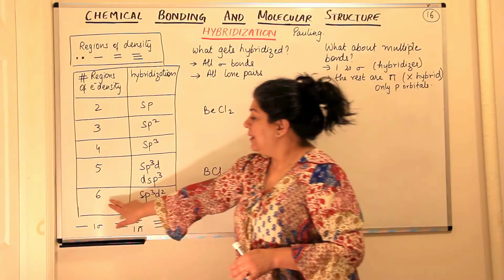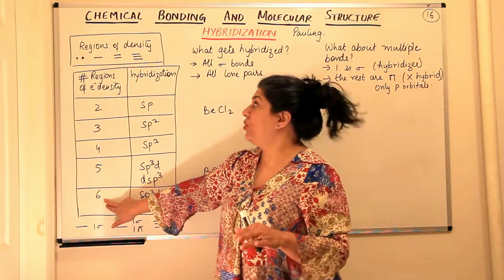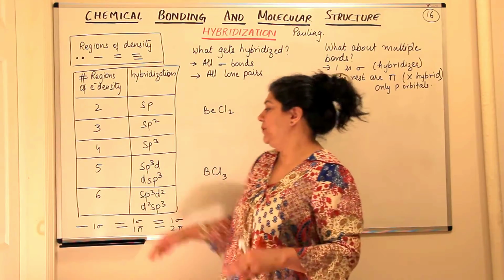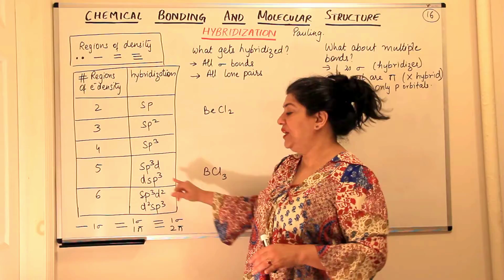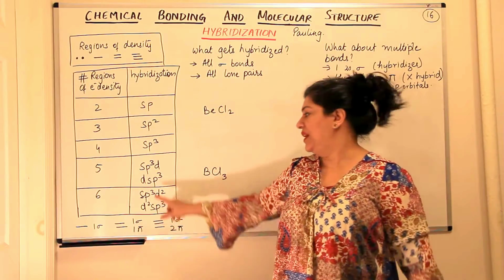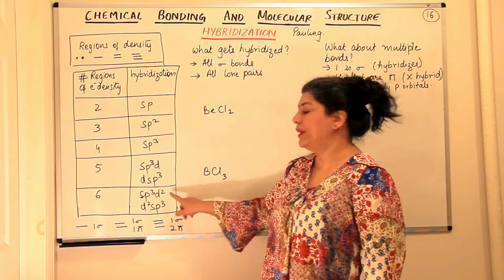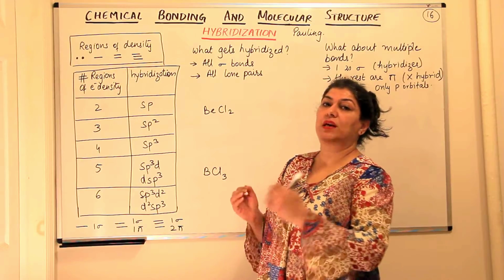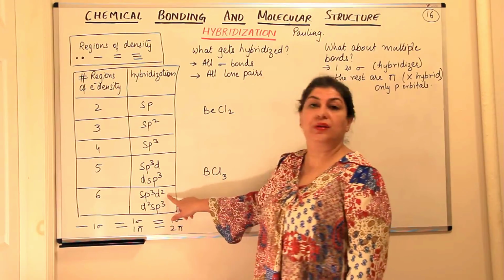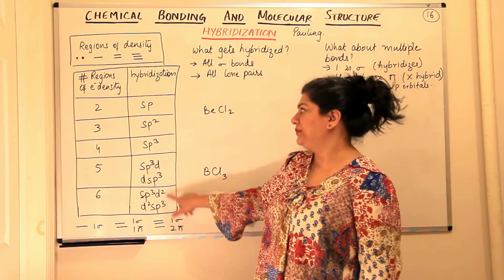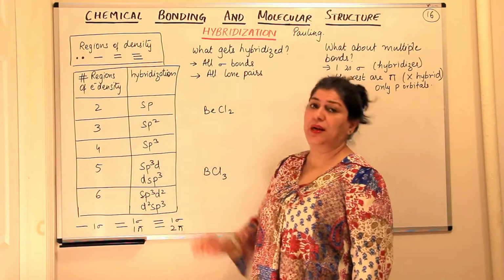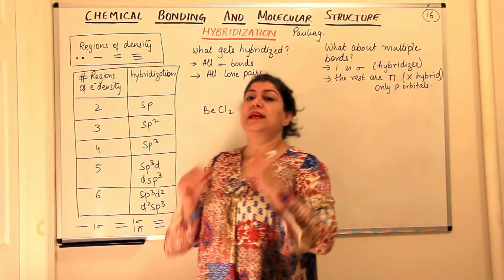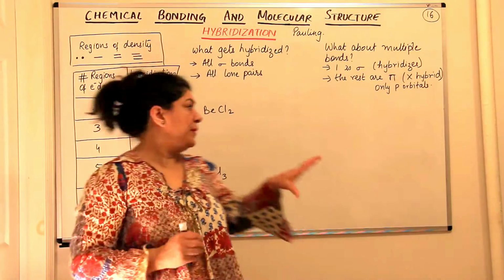outermost shell. If the number of regions of electron density is 6, then the hybridization is sp3d2 or d2sp3, where again the presence of d will give you an idea whether the d orbitals are of the penultimate shell or of the same shell. This is just the numerical part. Theoretically, let us now understand what happens.